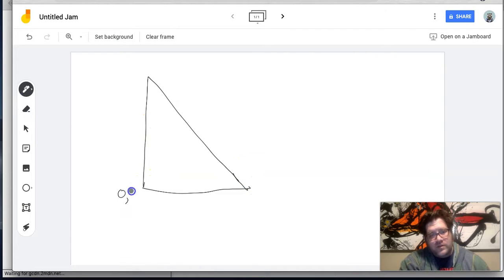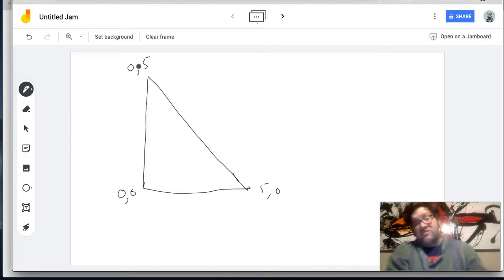This point is 0, 0. This point is 5, 0. And this point is 0, 5. It's a little laggier than the whiteboard, which is why I don't use it in class. But it works for this.